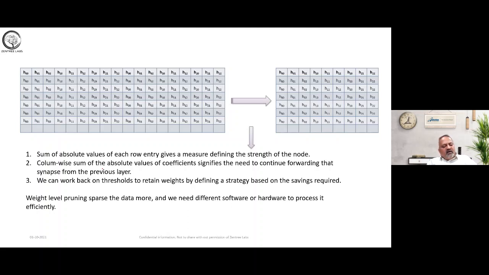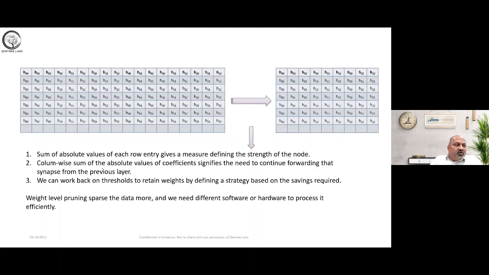The last filter has a gain of, let us say, 10. Almost 10 times lower than that. That may not be producing strong enough synapses to pass further, so kill that particular node. Similarly, in each synapse coming in, if those 2D layers themselves are weaker, just remove them. We can work back on thresholds to prune weights by defining a strategy based on the savings required.